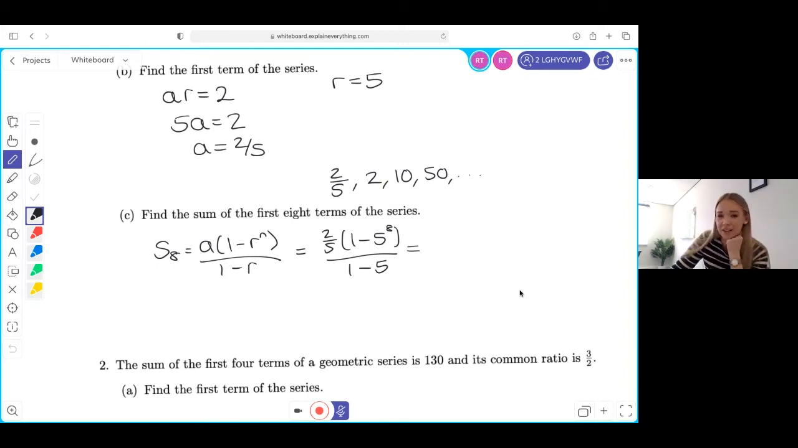So that 2/5, we started with 0.4, and then everything after that will be whole numbers. So we might end up with a 0.4 at the end of this, and it should be quite a big number. I think you get about 39,062.4.